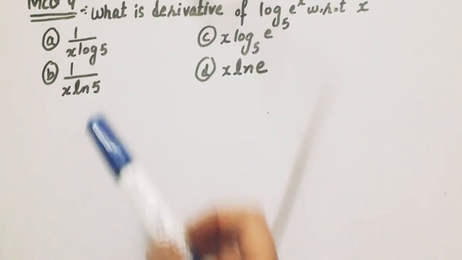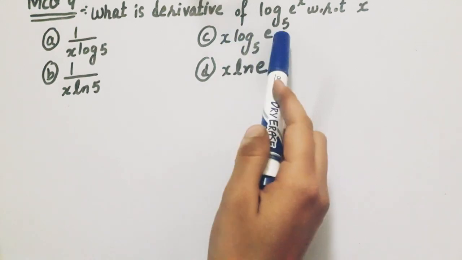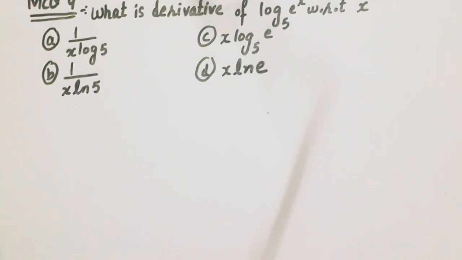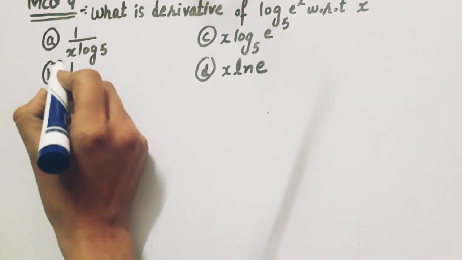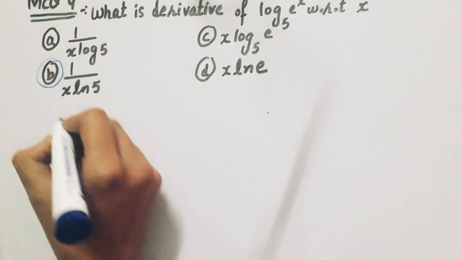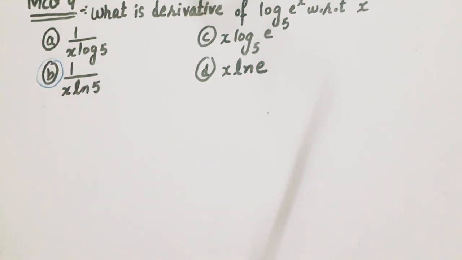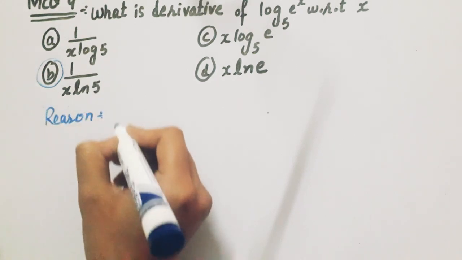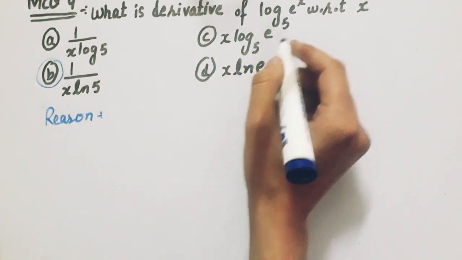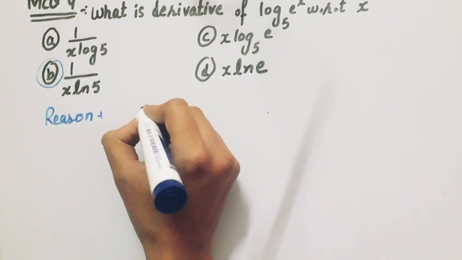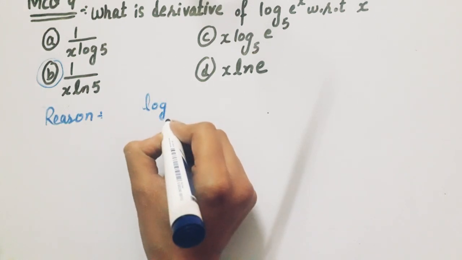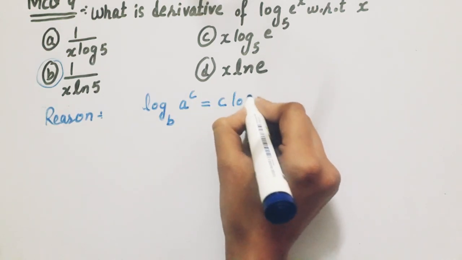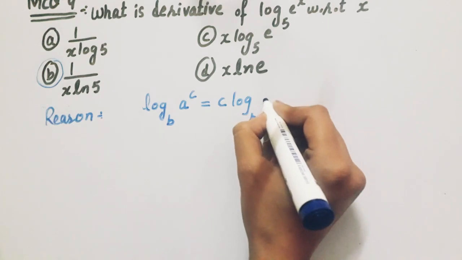Now MCQ 4 is: what is the derivative of log base 5 of e raised to power x with respect to x? Now the correct option of this MCQ is 1 over x ln 5. This is the correct option. Now we will find the reason behind this. We will use the property of logarithm: log base b of a raised to power c can be written as c log base b of a.